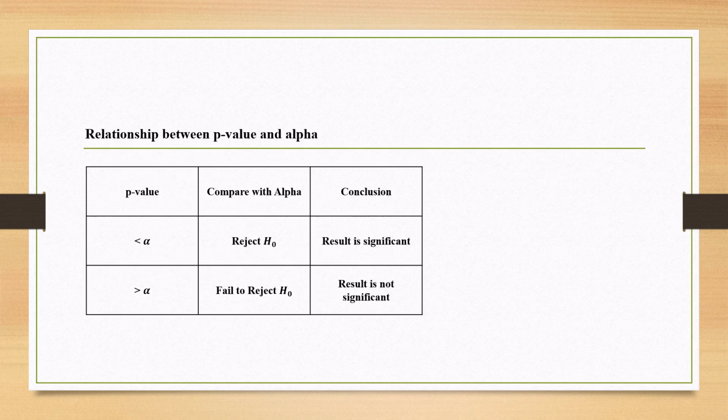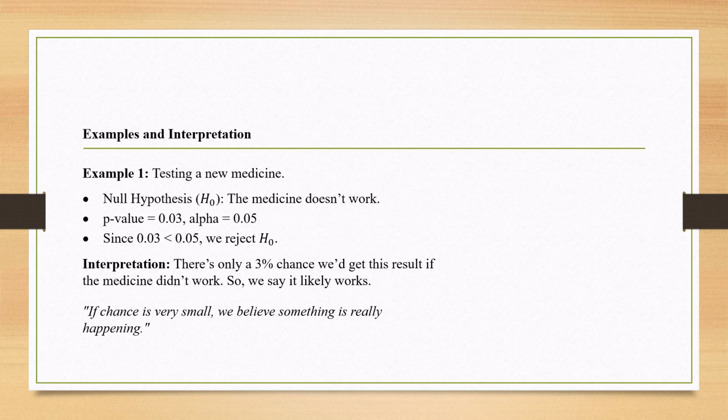Now, how do p-value and alpha value work together? Here's how we compare them. It's shown in the table. A simple way to remember this is if p-value is low, we say no to the null hypothesis. That means if the p-value is less than alpha, we reject the null hypothesis and consider the result statistically significant. Now let's see how this works with an example.